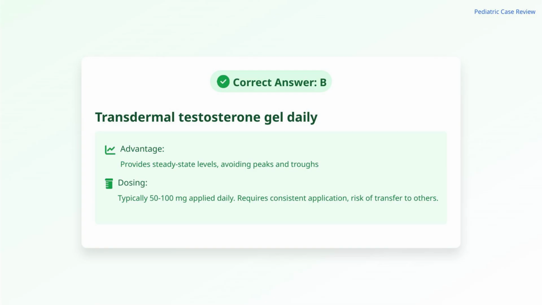Daily gel application provides the most stable serum testosterone levels, avoiding the significant fluctuations seen with intramuscular injections. Typical dosing ranges from 50 to 100 milligrams applied daily to clean, dry skin. While subcutaneous pellets also provide stable levels, gel offers easier dose adjustment. Patients must apply gel consistently and take precautions to prevent transfer to others through skin contact, particularly children and pregnant women.